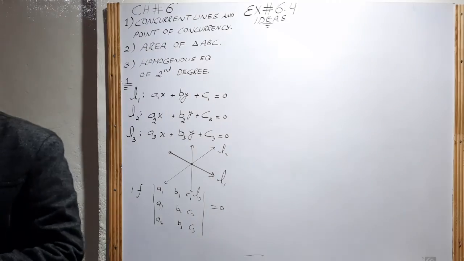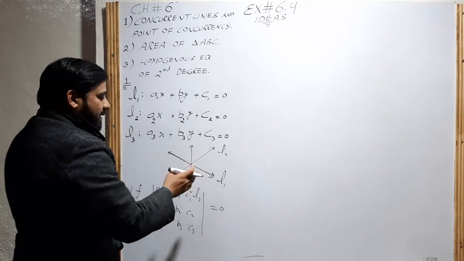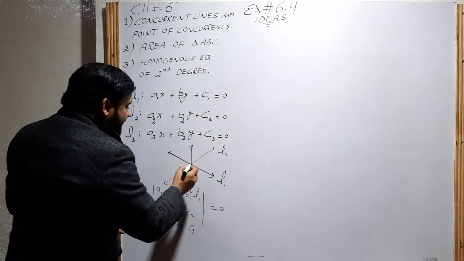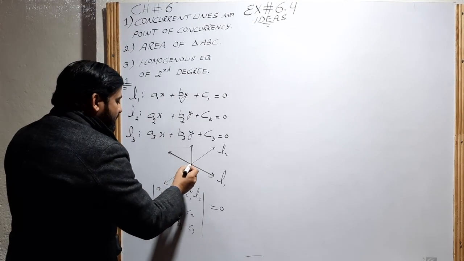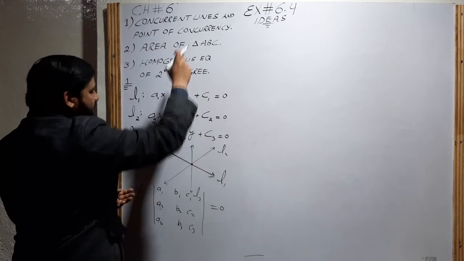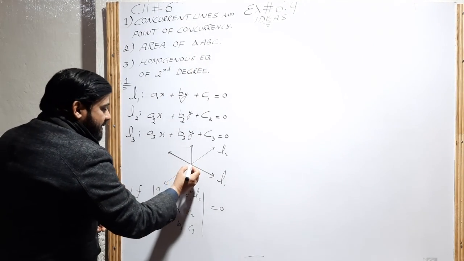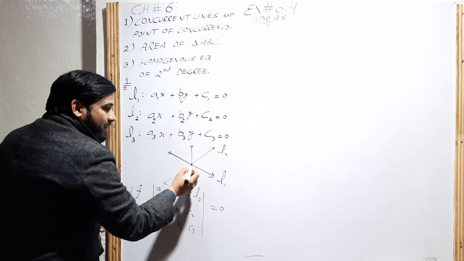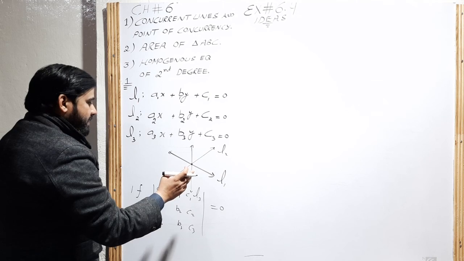the lines pass through a single point, then these lines are called concurrent lines L1, L2 and L3, and the point through which these lines are passing is called the point of concurrency. The point of concurrency in this case is this point. If lines are concurrent, then this point is called the point of concurrency.